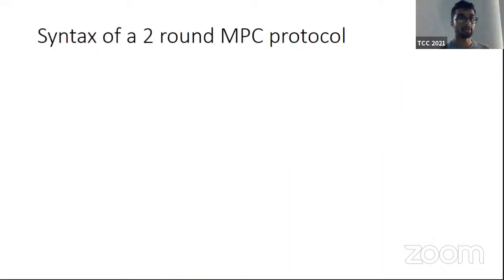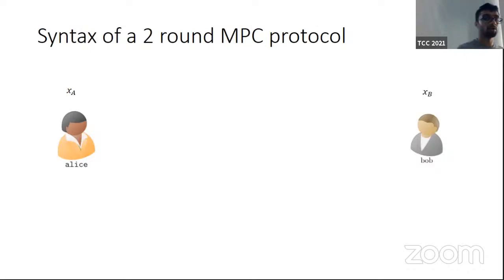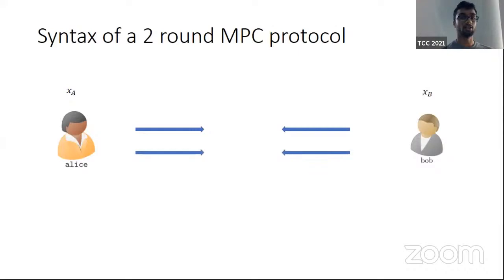So with that, let me describe: in any 2-round MPC protocol, parties exchange their first round message and then their round 2 message, and at the end retrieve the output of the function on the private inputs.